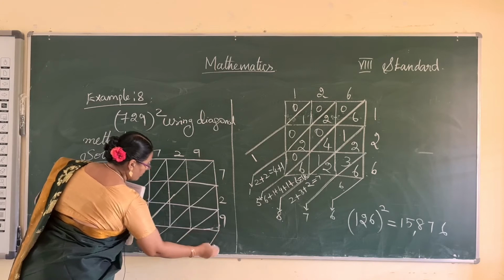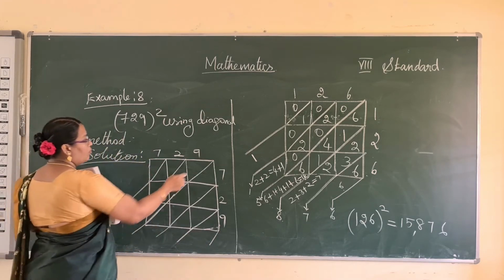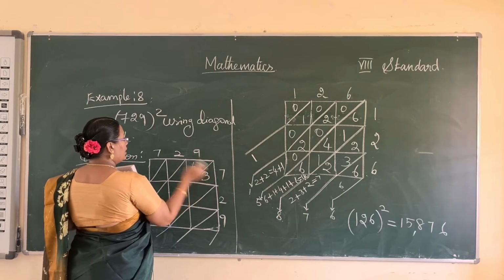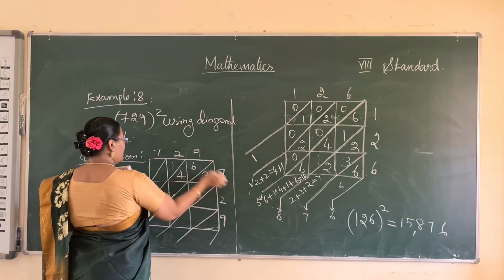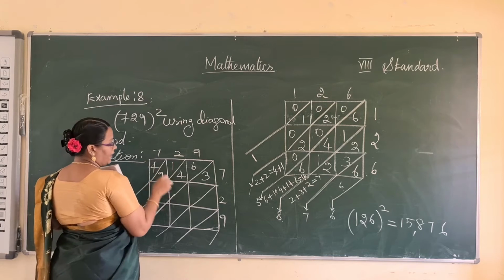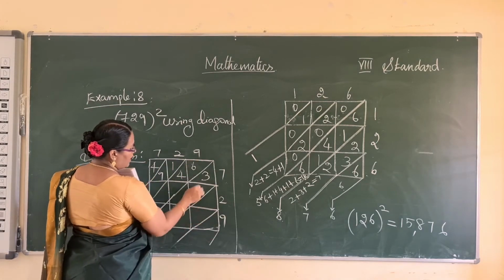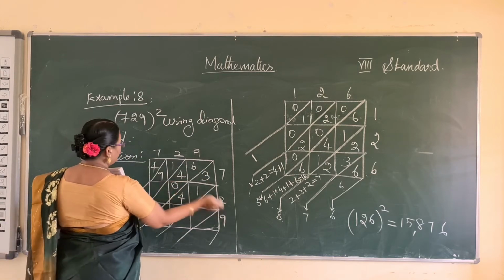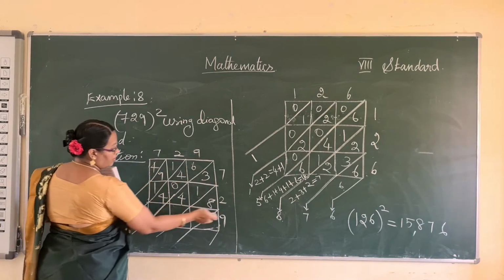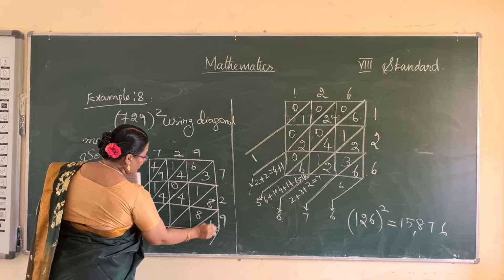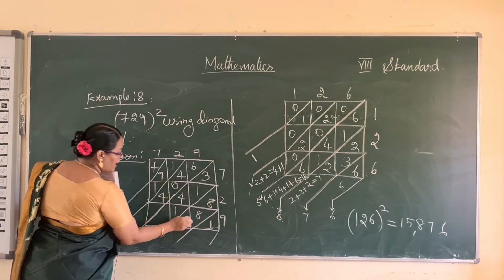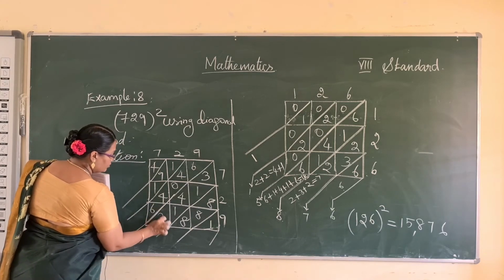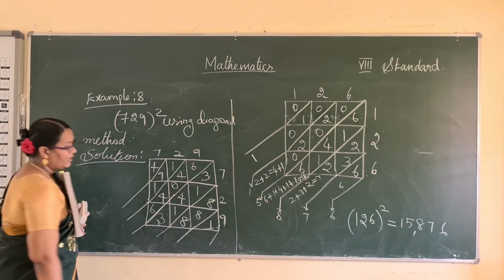Right. Now multiply. 9 7s are 63. 9 2s are 18. 7 7s are 49. And then 9 2s are 18. 2 2s are 4. 2 7s are 14. 9 9s are 81. 9 2s are 18. 9 7s are 63. Now add the values.